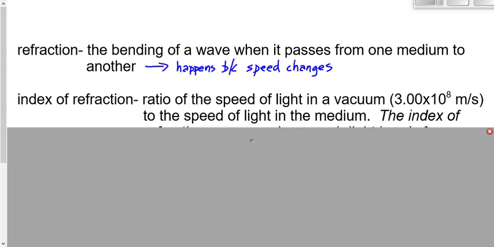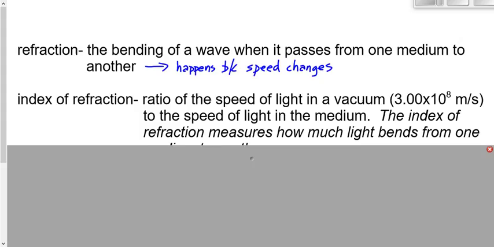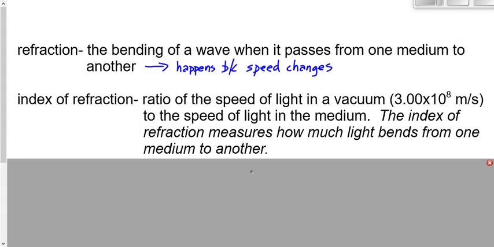Ratio, synonym for ratio is divide, right? So divide 3 times 10 to the 8, the speed of light in a vacuum, by the speed of light in the medium. The index of refraction also gives us a measure of how much light bends. The bigger the index of refraction, the more light will bend. The smaller the index of refraction to a value of 1, the less it bends. If the index of refraction is 1, no bending happens. But as you go up from there, we get more bending of waves, or specifically in this case, light.